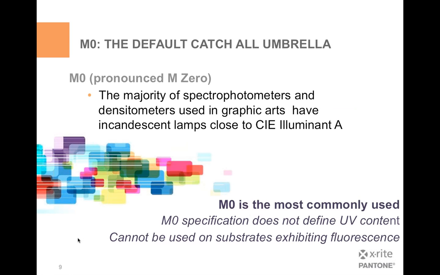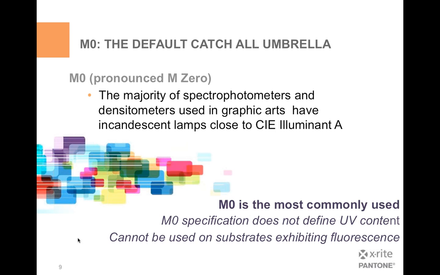So we call M0 the default and the catch-all umbrella. So the idea here is, again, it's historical. This is where the majority of spectrophotometers and densitometers in the graphic arts have always had an incandescent lamp that was equal to or close to illuminant A. And so it is a catch-all because it has some wiggle room in its definition, specifically to cover historical instruments.